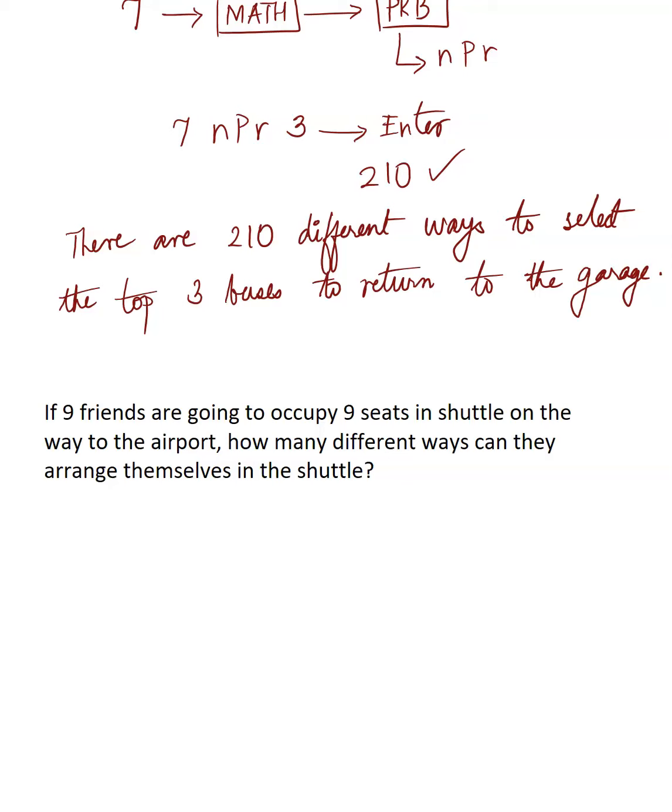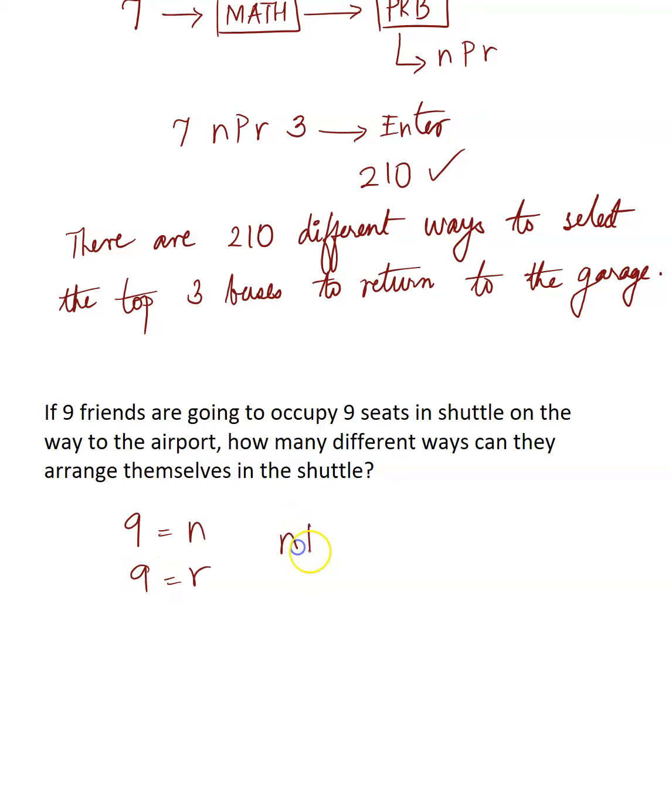If 9 friends are going to occupy 9 seats in a shuttle on the way to the airport, how many different ways can they arrange themselves in the shuttle? We understand that the order matters because they're choosing to sit in a particular spot. Friend A sitting next to friend B is different from friend B sitting next to friend A, because we don't know who's going to be on the other side and so on. So we have 9 as our n because that's the total number of friends, and they want to be arranged in 9 different ways. r is also 9.